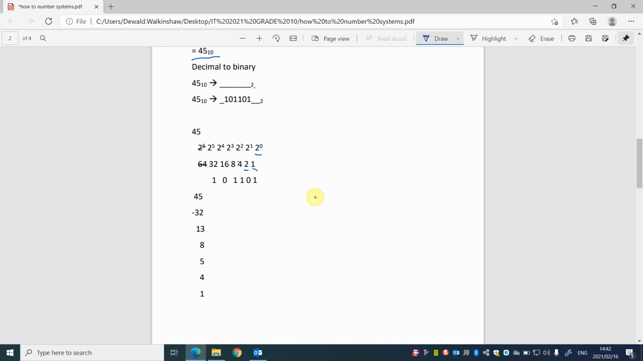Yes, it is. So what we're going to be doing is we're going to scratch out these two numbers, because we will not be using them. Then simply the next step is to ask yourself, okay, so let's start at the left-hand side now and ask yourself, how many times does 32 go into 45? So 32 goes into 45 one time.